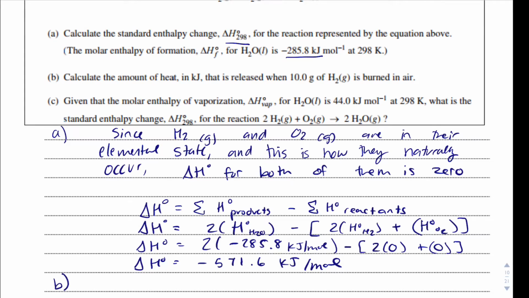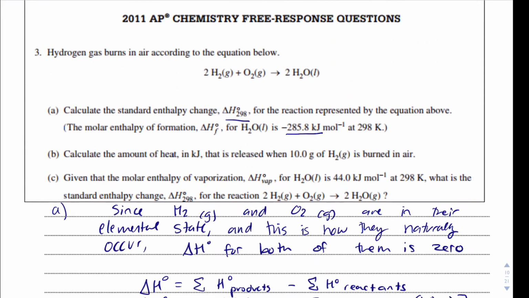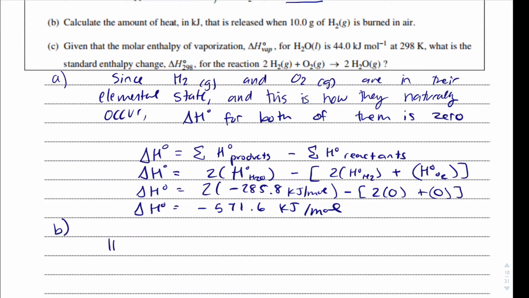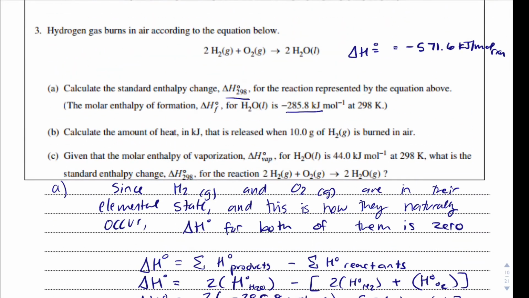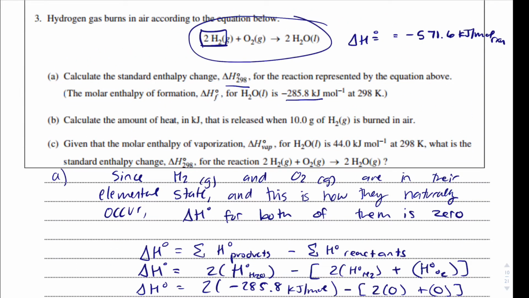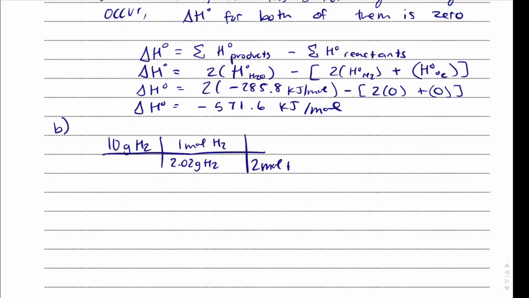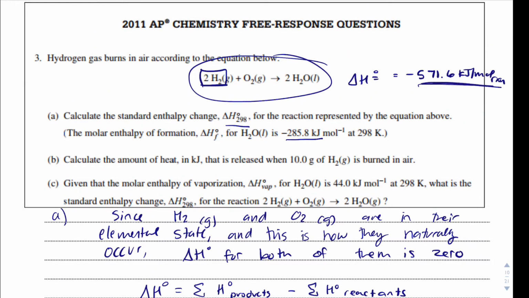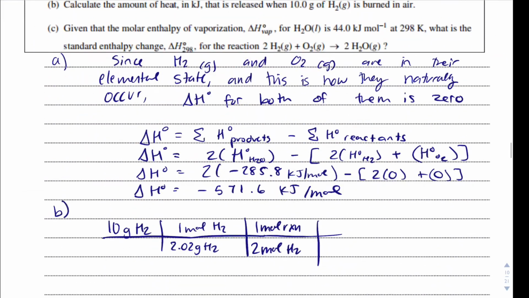And then in B, it says calculate the amount of heat in kilojoules that is released when 10 grams of hydrogen is burned in air. So now we know that delta H equals negative 571.6 kilojoules per mole of reaction. So in B, we're just going to use some simple stoichiometry. We're going to say we have 10 grams of H2. There's 2.02 grams of H2 and 1 mole of H2. And according to the reaction, 2 moles of H2 will equal 1 mole of reaction. And then according to the delta H, 1 mole of reaction equals negative 571.6 kilojoules.